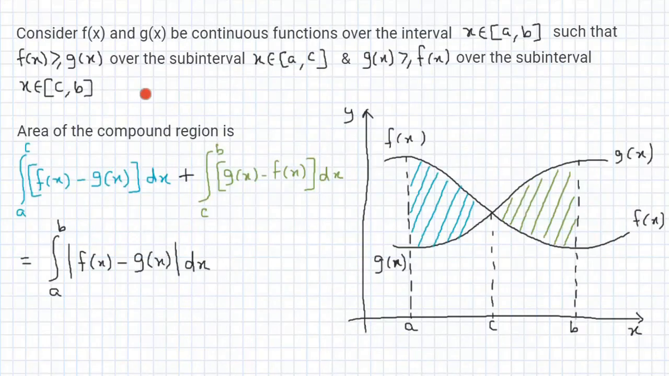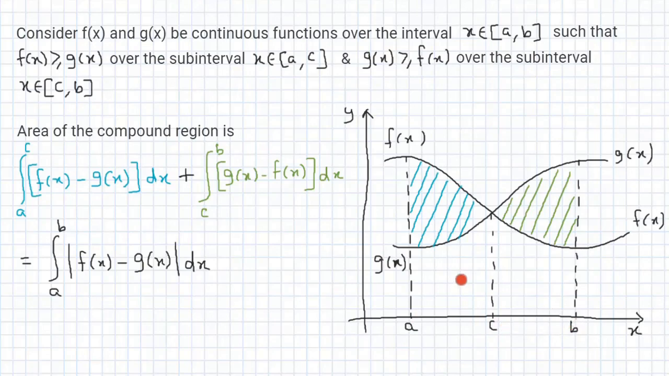Now we will use this concept to evaluate the area of a compound region. For a compound region, let's again consider two continuous functions f(x) and g(x) over the interval a to b such that the function f(x) is greater than g(x) over the interval a to c, while the function g(x) is greater than or equal to f(x) over the interval c to b. Now the area of this compound region can be evaluated by dividing the whole interval into two subintervals, that is from a to c and c to b.